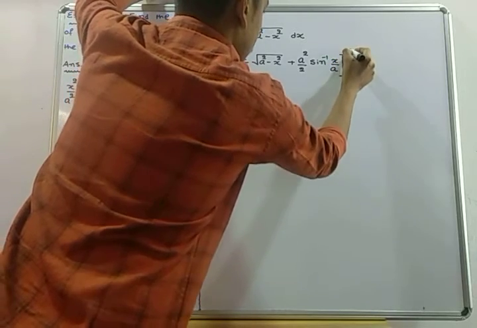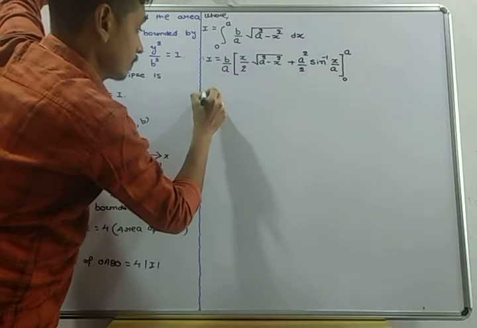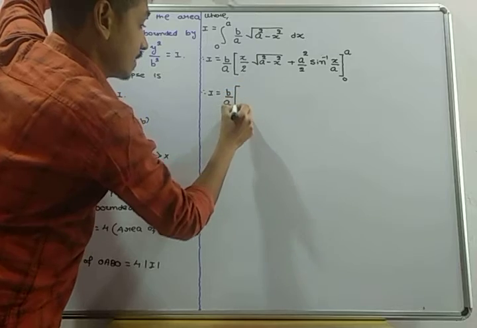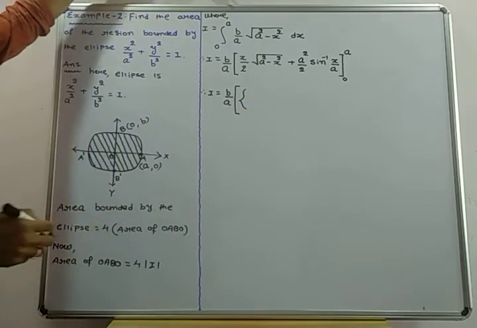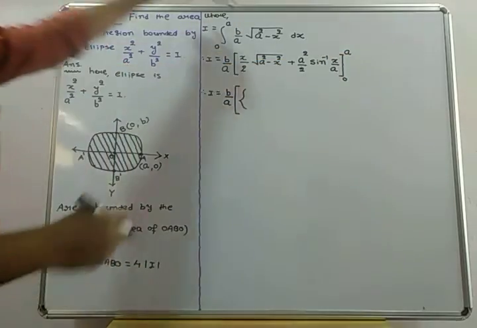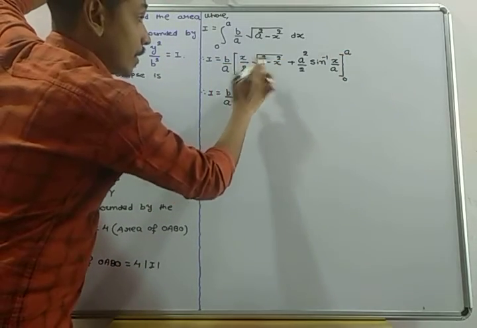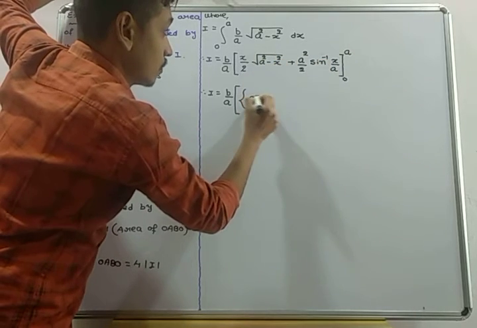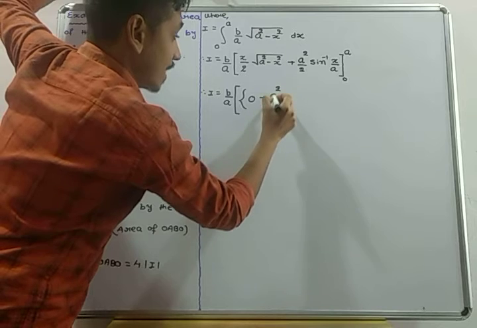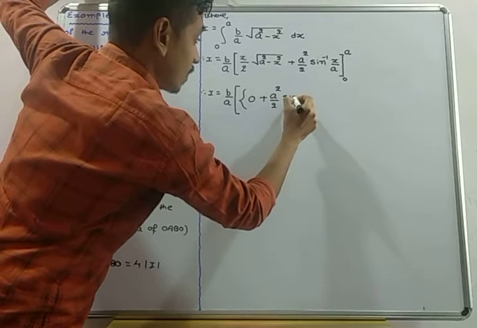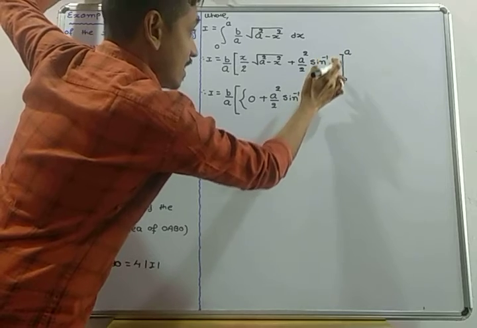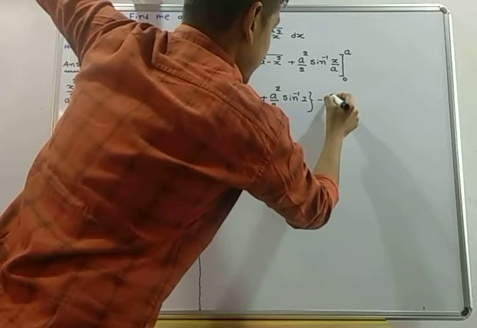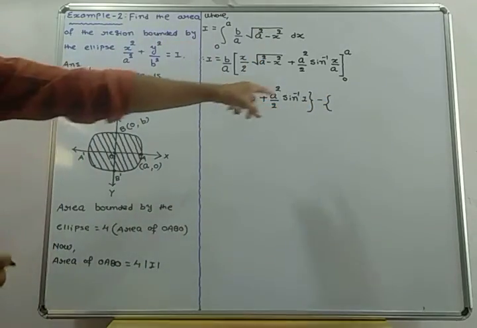And limit 0 to a, I equal to b by a, and in the bracket upper minus lower. Upper limit is a. So here a by 2 under root a square minus x square, putting a, so a square minus a square is 0, plus a square by 2 sine inverse x by a, that is sine inverse 1. Upper limit minus lower limit is 0.